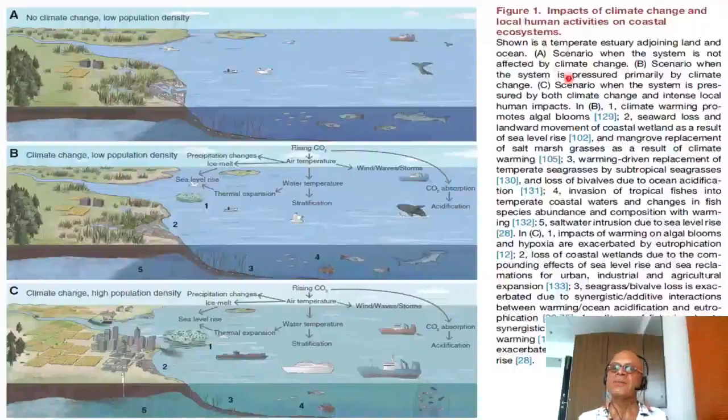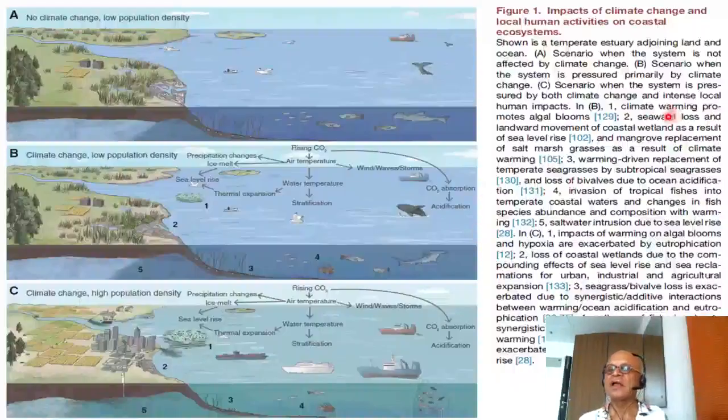Okay. Maybe we should just read this, even though you get the sense. Impacts of climate change and local human activities on coastal ecosystems. In A, the scenario is when a system is not affected by climate change. In B scenario, when the system is pressured primarily by climate change. And C is when the system is pressured by both climate change and intense local human impacts.